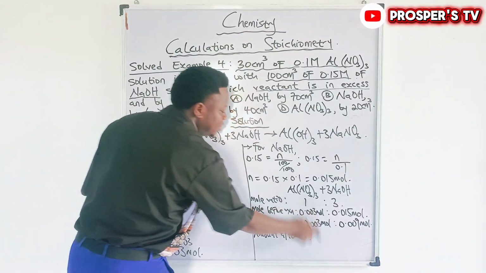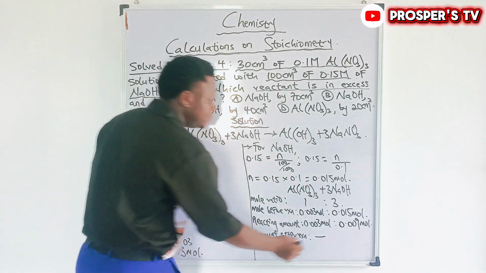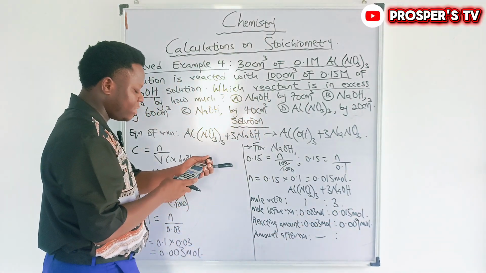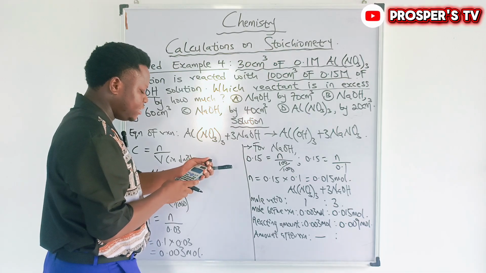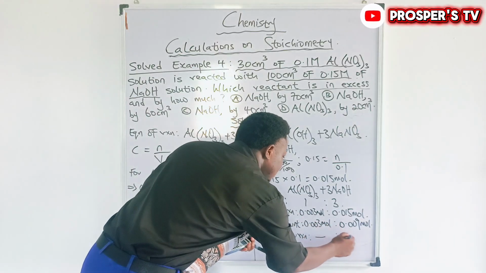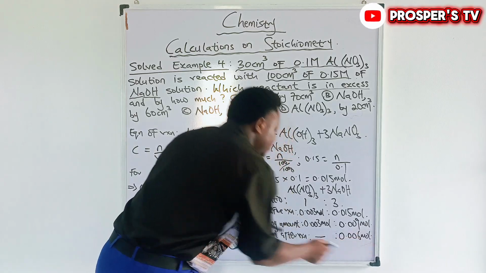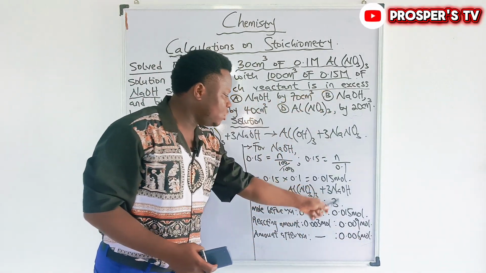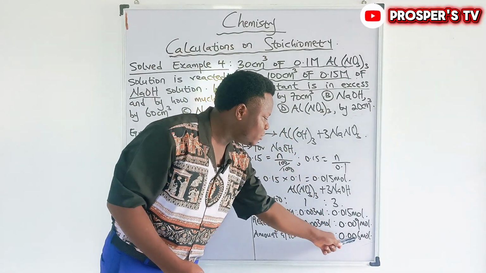Now, I'll write amount after reaction. Of course, your limiting reagent will be used up, so we have nothing left here. This minus this is 0. Then for this, you press this minus this, you get the amount that is left: 0.015 minus 0.009. That would give you 0.006 moles. So the reactant that is in excess, of course, is sodium hydroxide. Then they said by how much? I've gotten it to be 0.006 moles.